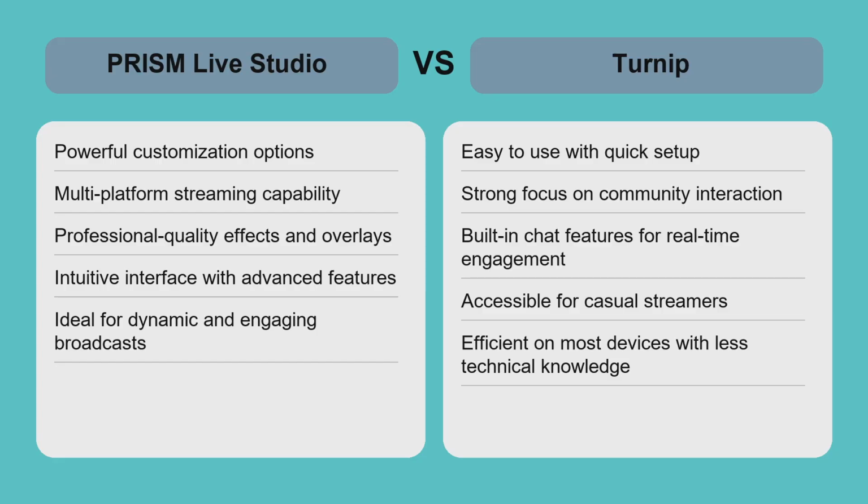PRISM is like a professional studio in your pocket, perfect for creators who want to add effects, overlays, and stream to several platforms at once. It's suited for gamers, educators, and influencers aiming for high production value.